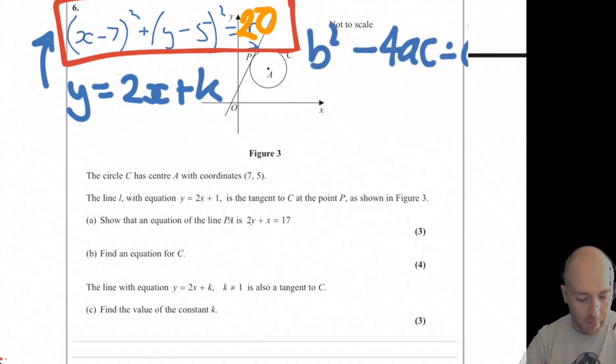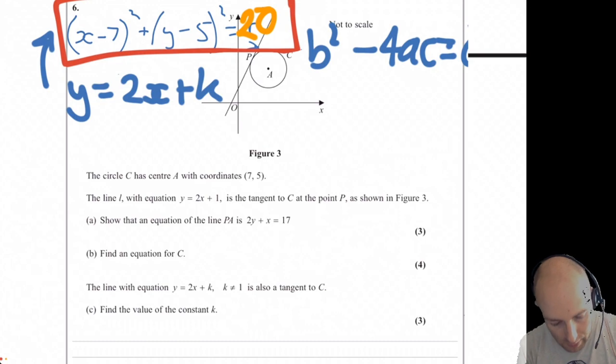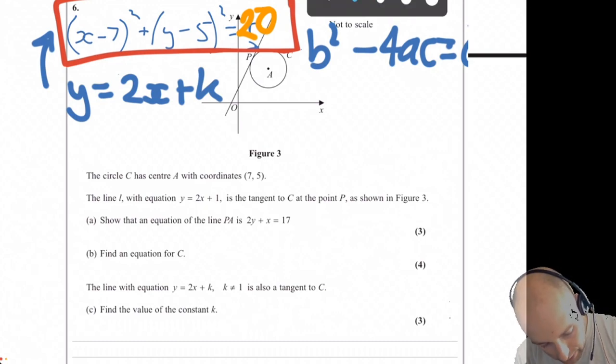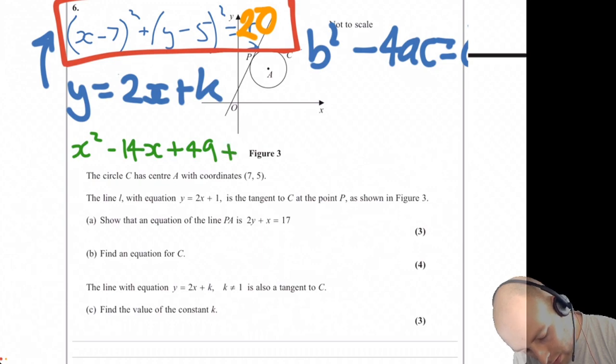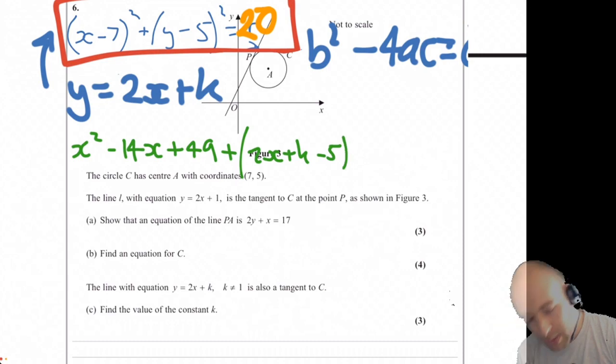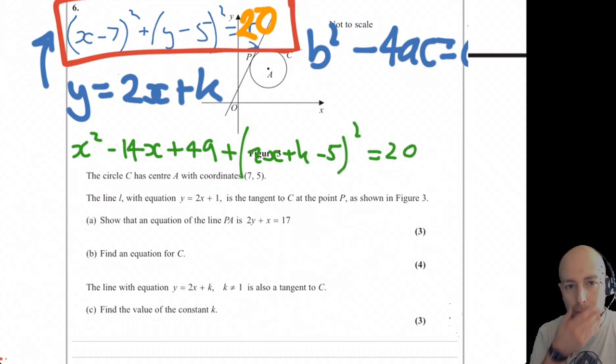Okay, so we're going to substitute them together. So we're going to get (x − 7)² and I'll expand that to get x² − 14x + 49, plus (y − 5)². So we'll say that's (2x + k − 5)² = 20. So I need to expand that second bracket.